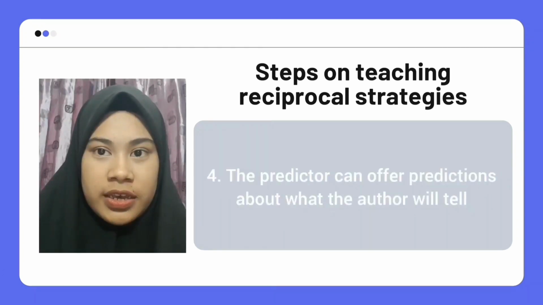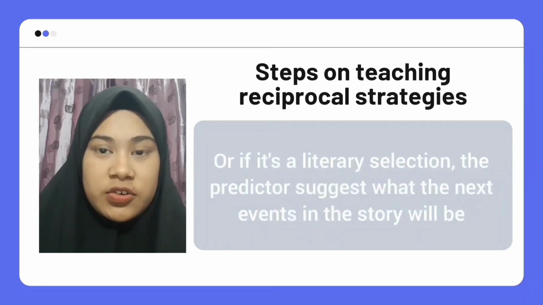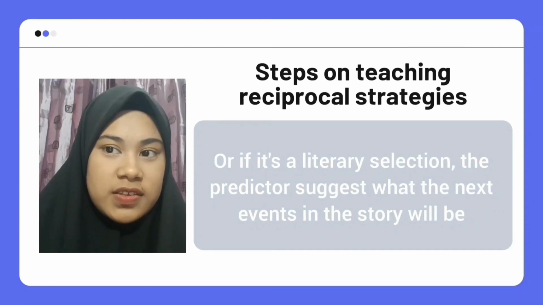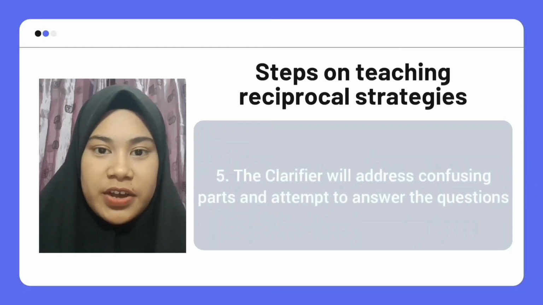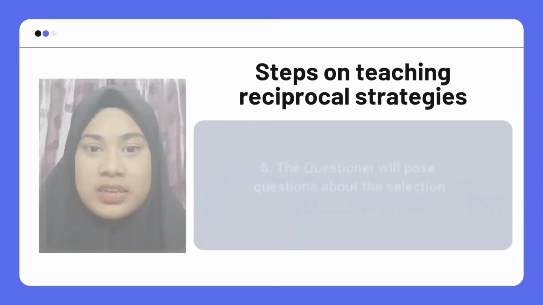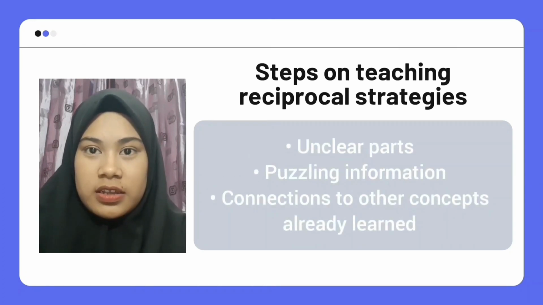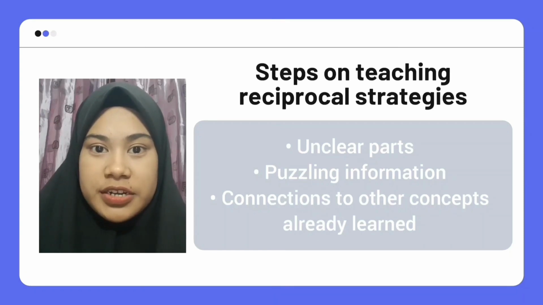The predictor can offer predictions about what the author will tell them, or if it's a literary selection, the predictor might suggest what the next events in the story will be. The clarifier will address confusing parts and attempt to answer the questions that were just posed. The questioner will then pose questions about the selection. They are unclear parts, puzzling information, and connections to other concepts already learned.